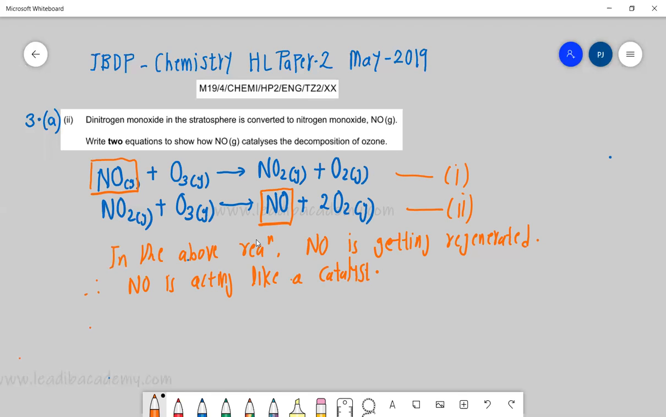So these are the two reactions. An important part to be understood, that nitrogen monoxide is acting like a catalyst because it is getting regenerated in step 2. It is not getting consumed. Okay. So very, very straightforward.